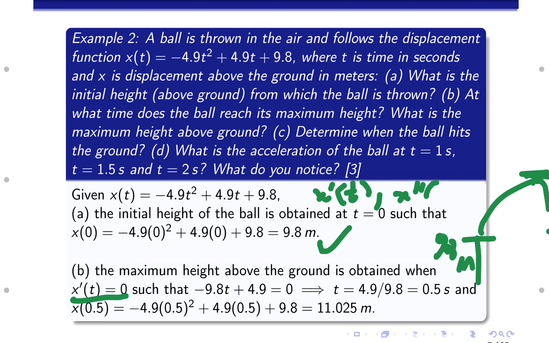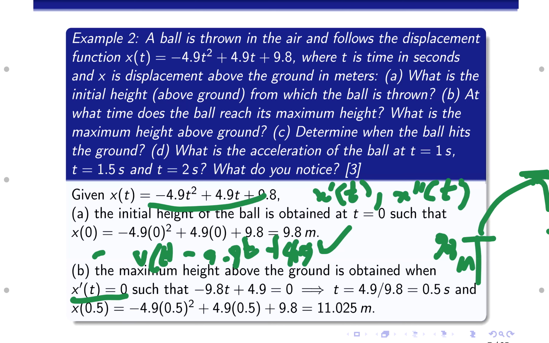So for the body to reach the maximum height, the velocity of the body is 0, such that when you differentiate this, you get minus 9.8 t plus 4.9. That's the velocity of t, which is the same as x prime of t. The 9.8 goes to 0, so x prime of t is simply minus 9.8 t plus 4.9. But at maximum height, x prime of t is 0, so this whole expression will be 0 at that maximum height.